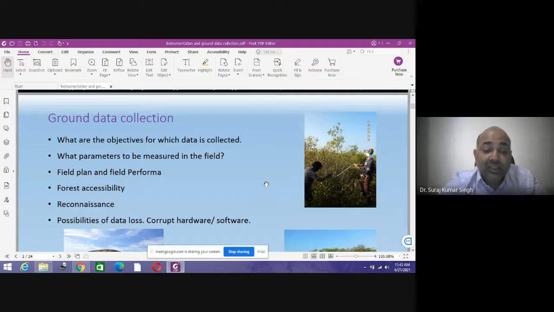So the ground truth data is very important. What is the objective of the data to be collected? Then what are the parameters to be measured in the field? What are the general field-based parameters that we use and measure in the field?